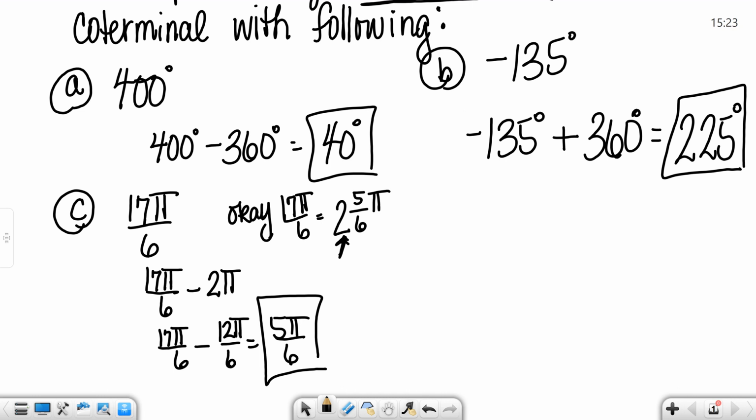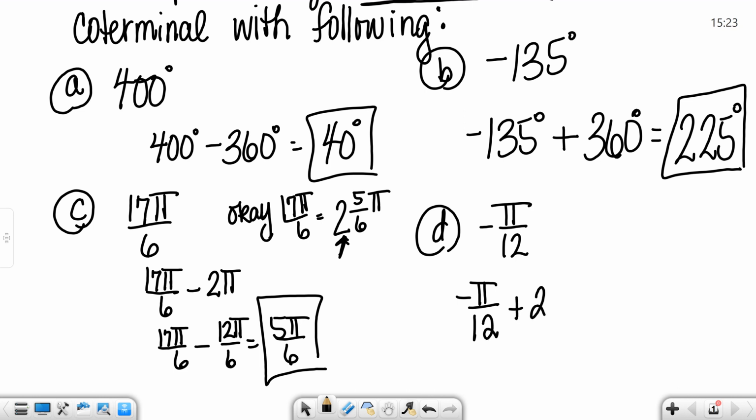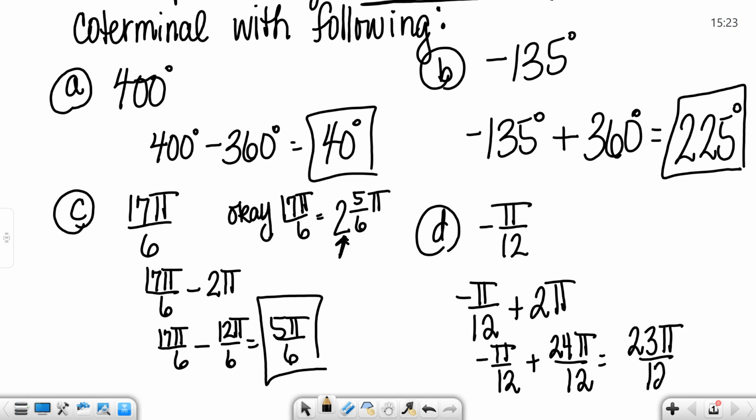All right, last one. If I have negative pi over 12, and I add 2 pi, again, think about getting your common denominator. So this would be 24 pi over 12. So when I put those together, I get 23 pi over 12, which is less than 2 pi, because 2 pi is 24 pi over 12. So there are 4 examples of coterminal angles.